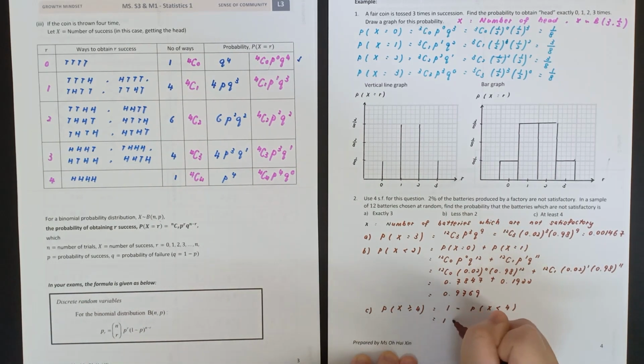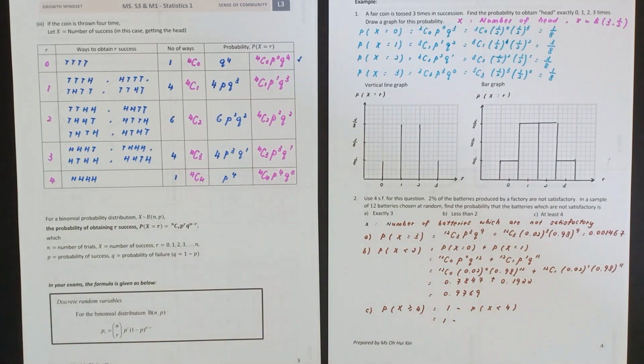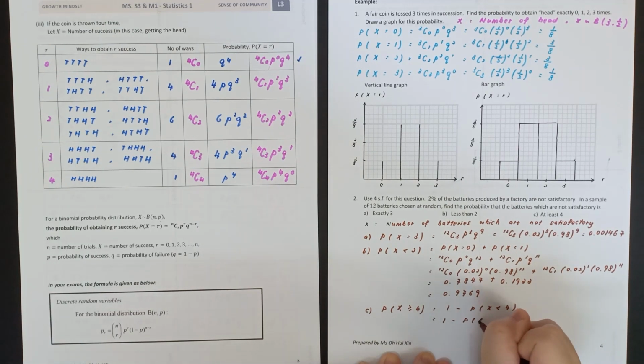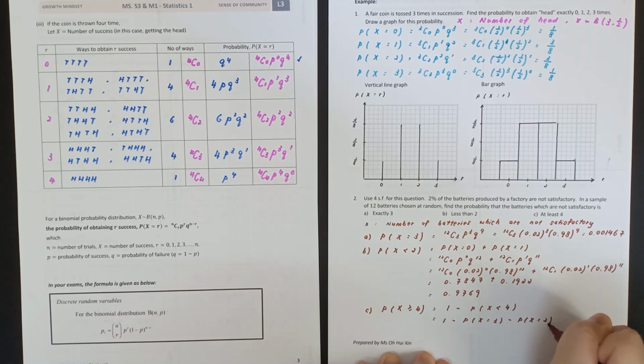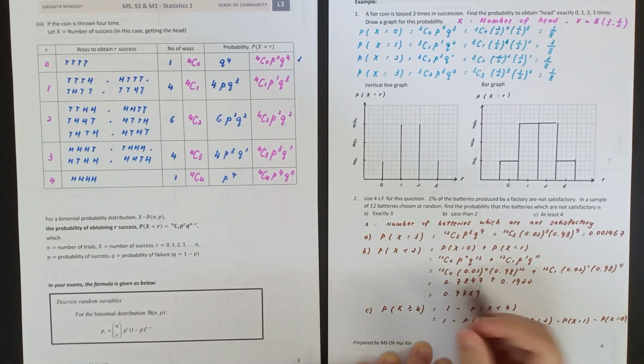So equals to 1 minus, then you can use the answer that you have previously to help you to find the answer. Okay? So you use 1 minus x equals to 3. Okay? And minus P x equals to 2. So since you have this one also, you can write it down first, then later you try to use the answer that you have in B to help you to get the answer.